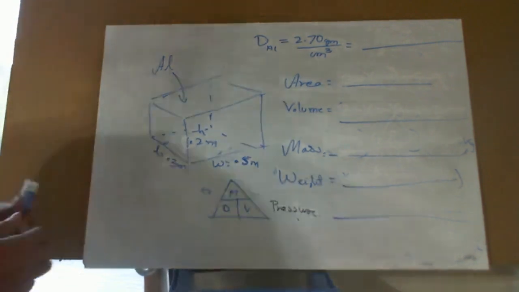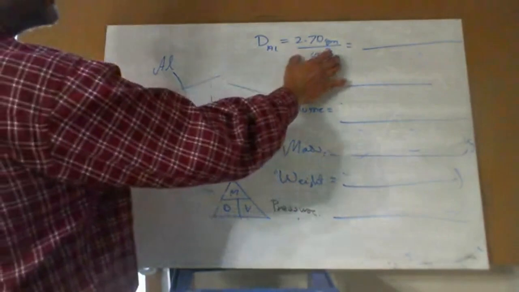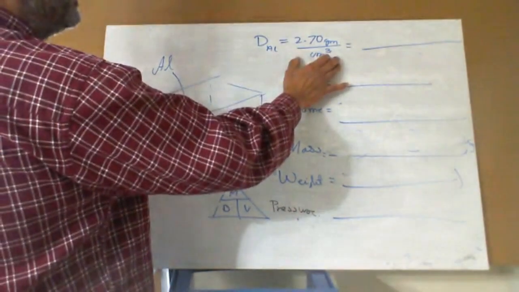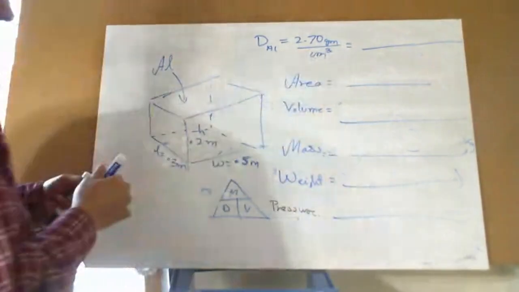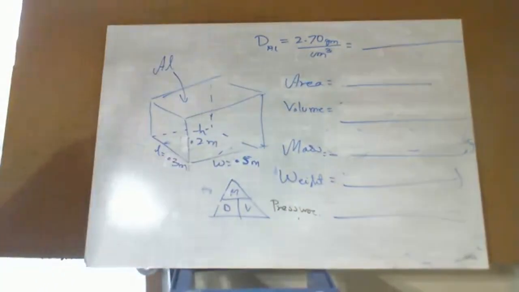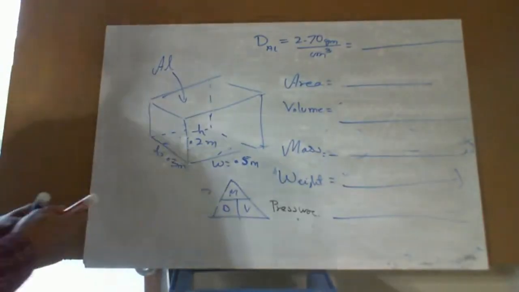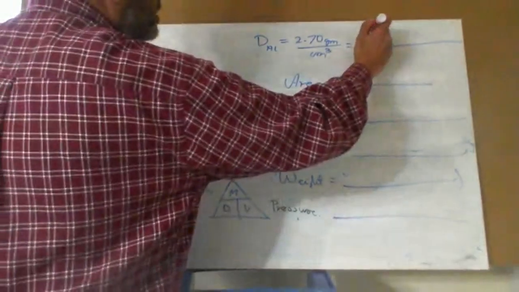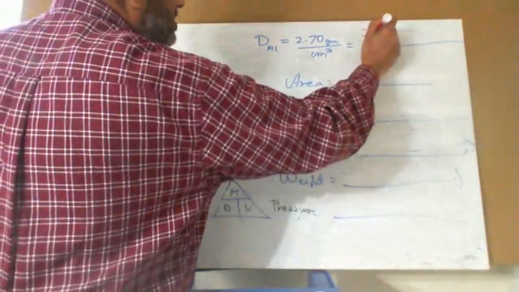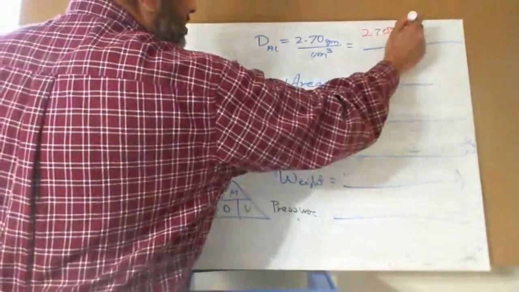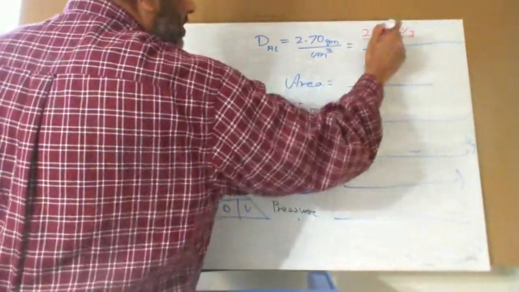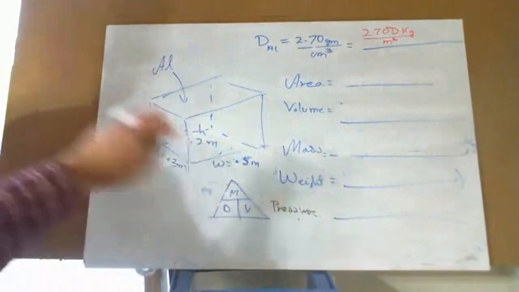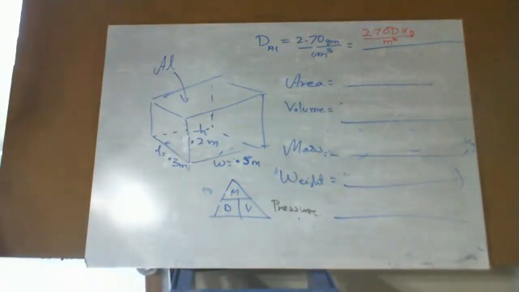Okay, so if I want to convert this into kilograms per cubic meter, I have to multiply this by 1,000. So the answer here, let me put this in red, the density would be 2,700 kilograms per cubic meter. So if I multiply by 1,000, remember I had done that earlier, right?